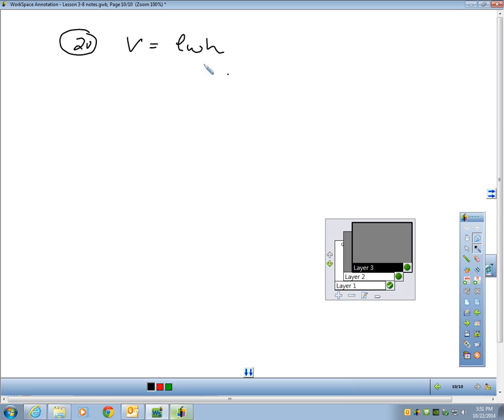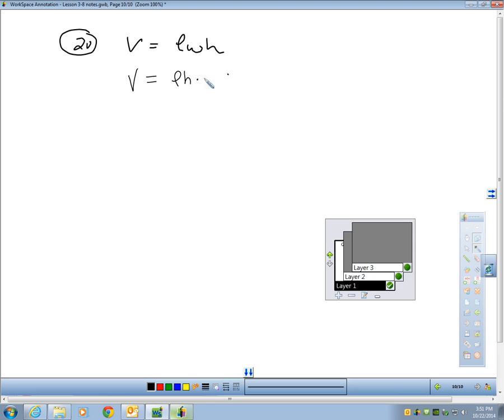This is a volume formula. I want to solve for W. Okay? So let's think about this real quick. I'm going to rewrite this. I can write this in any order I want because it's multiplication. So I'm going to think about it in this way. The volume equals the length, the height, multiplied with the width. Right? I can rearrange that, length and height multiplied with the width.